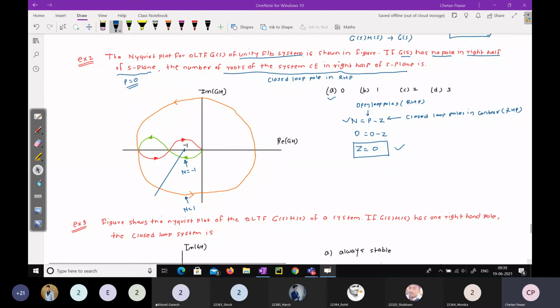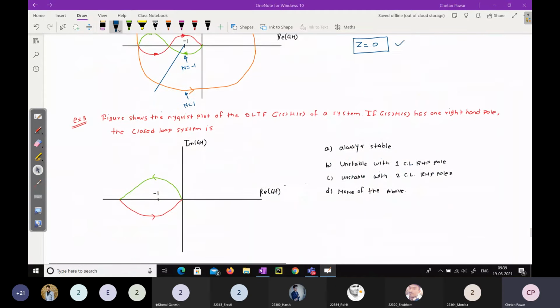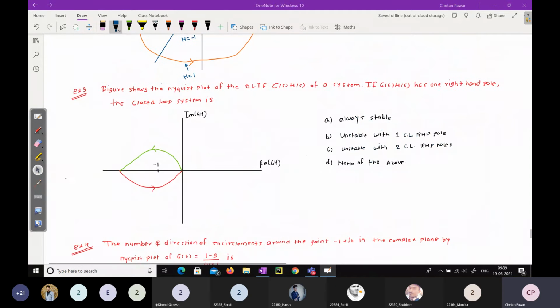Now you solve this problem 3. I hope that you will solve this. So here, example number 3, figure shows the Nyquist plot of open loop transfer function G(s)H(s) of a system. If G(s)H(s) has no right hand pole, then closed loop system is always stable, unstable with one closed loop pole in RHP, unstable with two closed loop poles in RHP, and none of the above. So out of these 4 options, which is the correct option? You solve this and tell me.